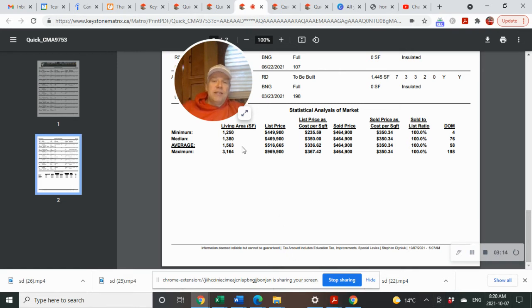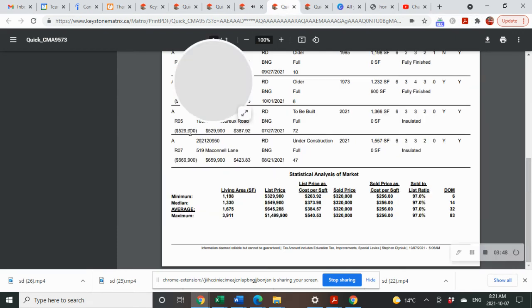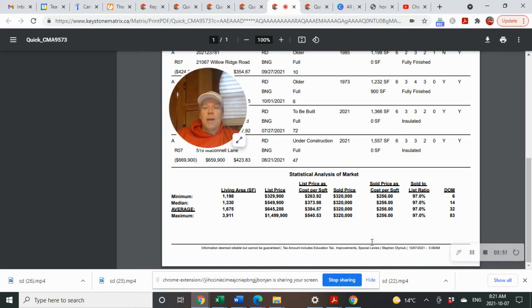Square footage of the 17 homes that are listed, average 1,563 with an average list price of $516,665, or price per square foot of $336.62. Now, the one home that sold, sold at $464,900 and price per square foot at $350.34 and at 100% sold to list ratio. The average days on the market is 58. When you have a lot of new builds like that, you'll see your average days on the market go up in that area.